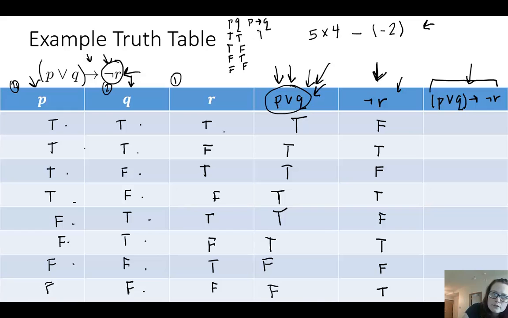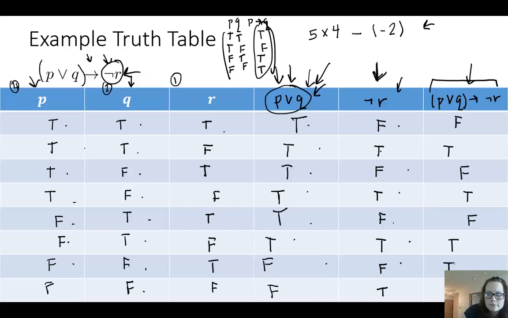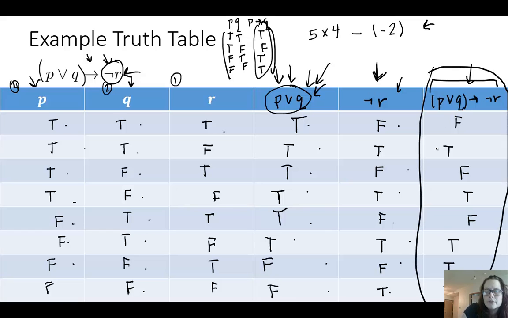Focus on true implies true is true. True implies false is false. False implies true is true. False implies false is true. So just focus on those truth value combinations and what the output is. So here we input true implies false, false. True implies true, true. True implies false, false. True implies true, true. True implies false, false. True implies true, true. False implies false, true. False implies true, true. Okay? So this is the final column. This is what you're looking for when you build your truth table.